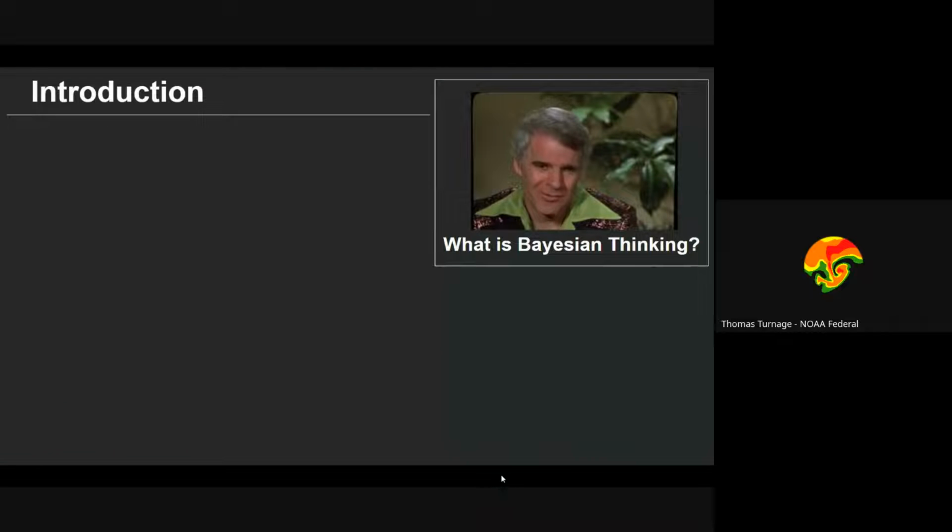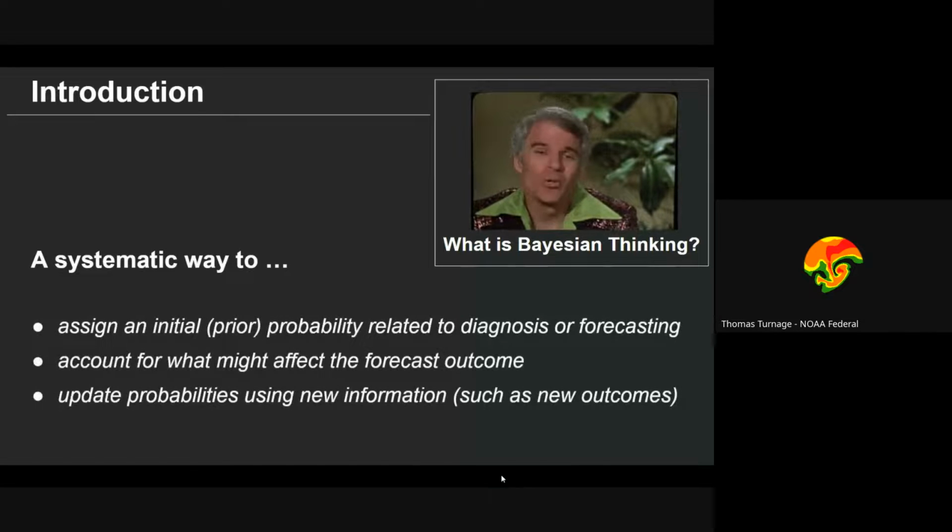So what is Bayesian thinking? Well, it mainly consists of three steps. It's a systematic way to, first of all, assign an initial prior probability related to some diagnosis or forecasting. It's like a first guess. Then you've also got to take into account what might affect the forecast outcome. Why might it be right, or why might it be wrong? And that can be pretty involved, as you might think. And then the final step is to update probabilities using that new information. So basically, you're going to have an updated probability based on maybe an outcome, and you're going to cycle that back into the Bayesian thinking process. We'll go through some examples of that.